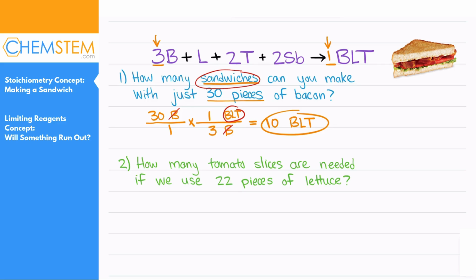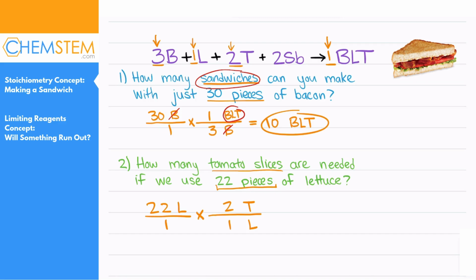How many tomato slices are needed if we also use 22 pieces of lettuce? So 22 pieces of lettuce is right here. I can put that here, 22L over 1. Assuming everything else is not a factor here, I'm going to go from lettuce to tomato slices. Now we use our coefficients again. Looking at the 2 in front of the tomato slices and then the 1 in front of lettuce, we're going to use the 1 and the 2. So we're going to put a 1 in front of L and a 2 in front of tomato.